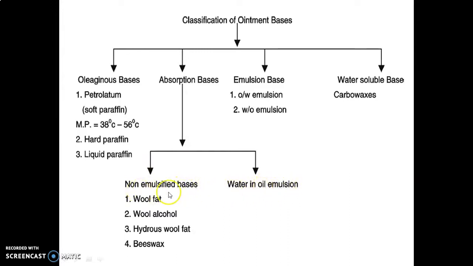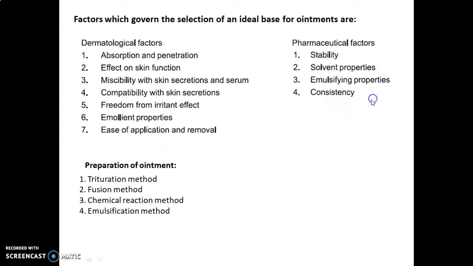Non-emulsified bases are of four types, for example wool fat, wool alcohol, hydrous wool fat and beeswax. Then emulsion bases are of two types. O/W means oil in water emulsion, in which oil acts as the internal phase while water acts as the external phase. And the second one is W/O emulsion, in which water acts as the internal phase while oil acts as the external phase. Water soluble bases: carbowaxes.